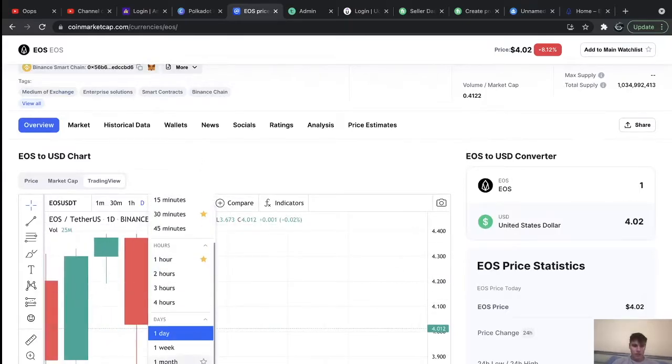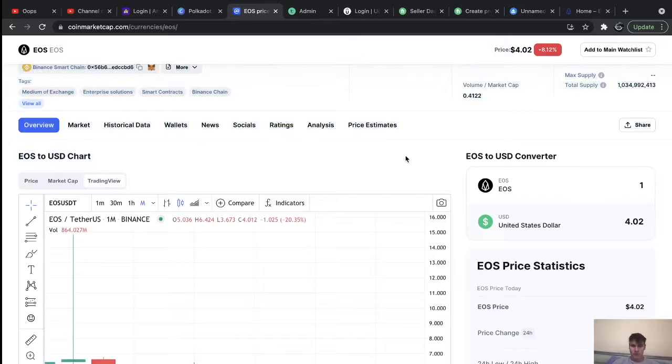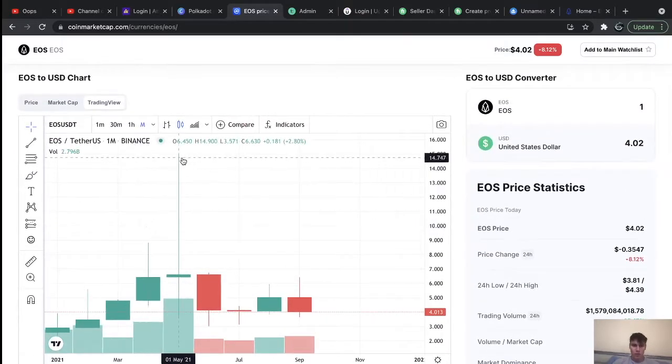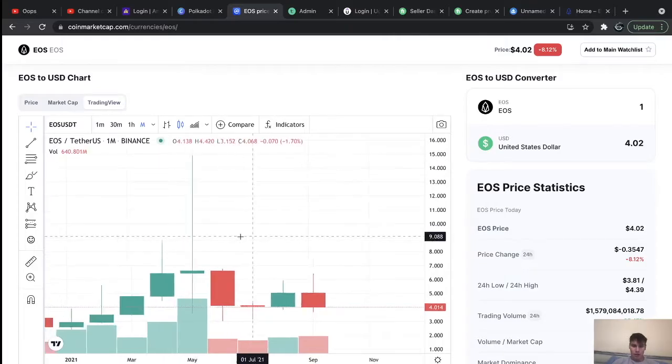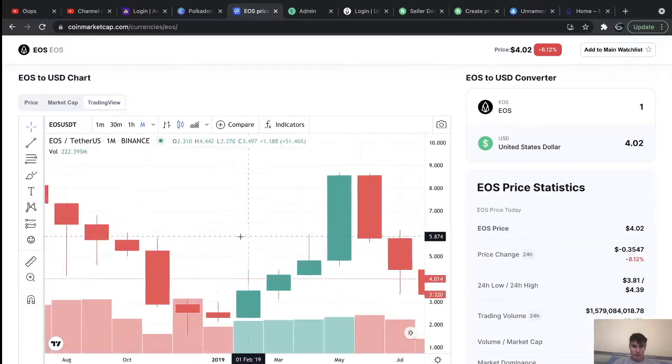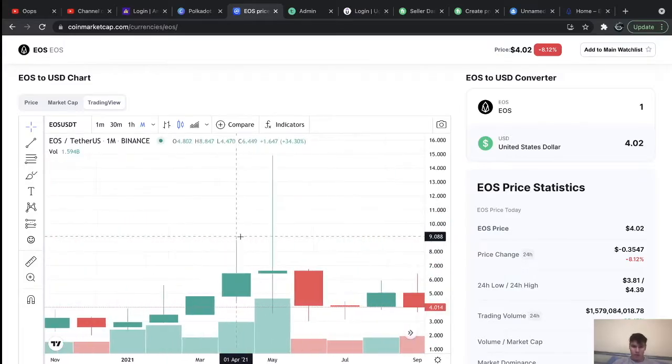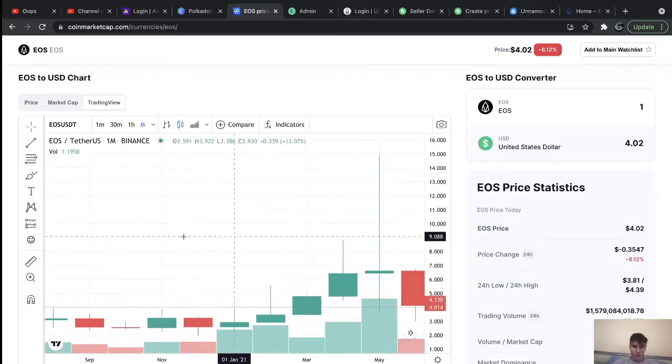Now we're going to go down here to the 1 month chart and take a look at this. As you can see, we have this huge spike in price. So this is quite old, so I'm not even going to bother with that. We're going to start from this point onwards. We're going to take this line and draw it from its low point.